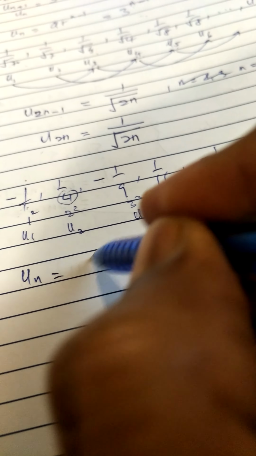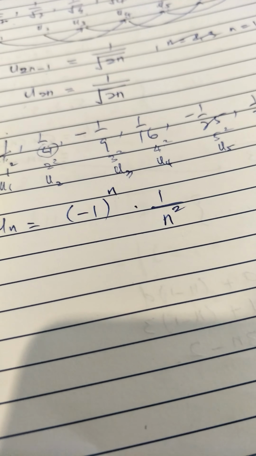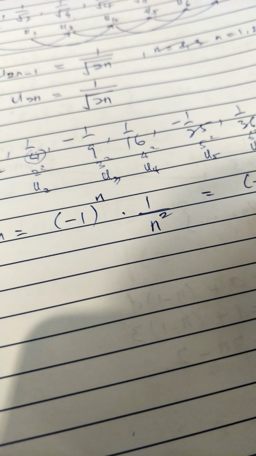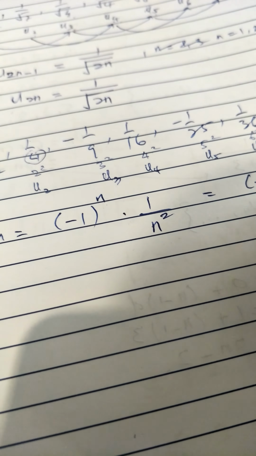Then inside there, the numerator is 1 over 1, 2, 3, so we have n squared. Write it properly: we have minus 1 to the power n over n squared. That's your un.